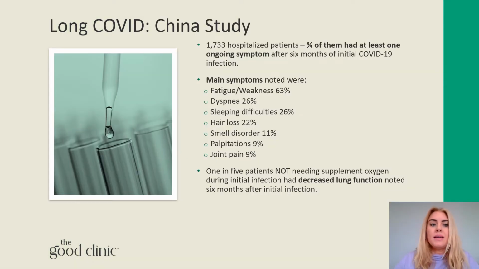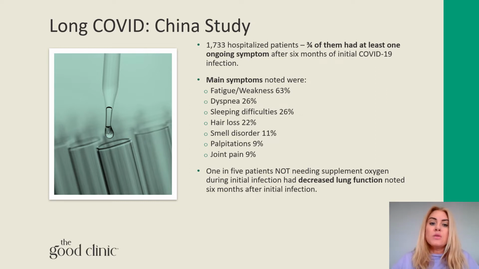A China study on long COVID mentioned by Dr. Nancy Klimas in the Long COVID Alliance studies showed that out of 1,733 hospitalized patients, 3/4 of them had at least one ongoing symptom after 6 months of initial COVID-19 infection. The main symptoms noted were fatigue and weakness, 63%. So over 50% of these people are noting that they are markedly tired and or weak.